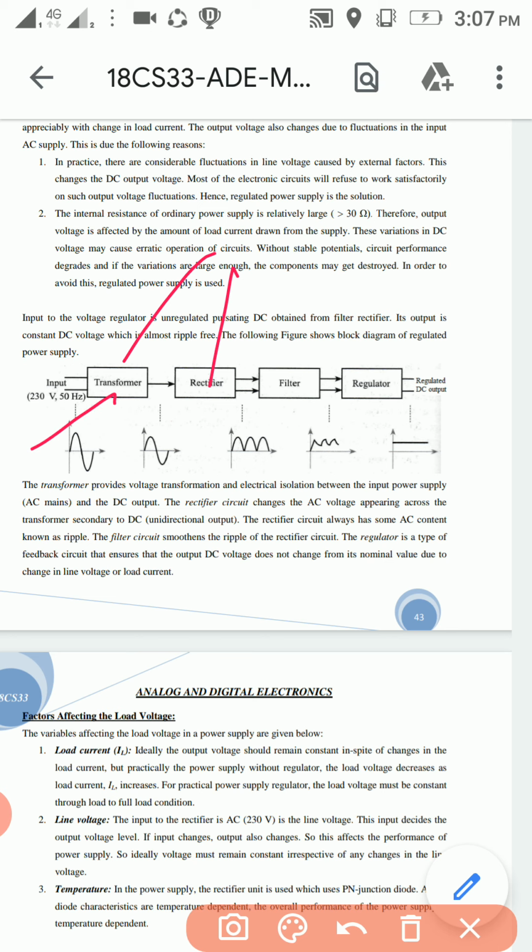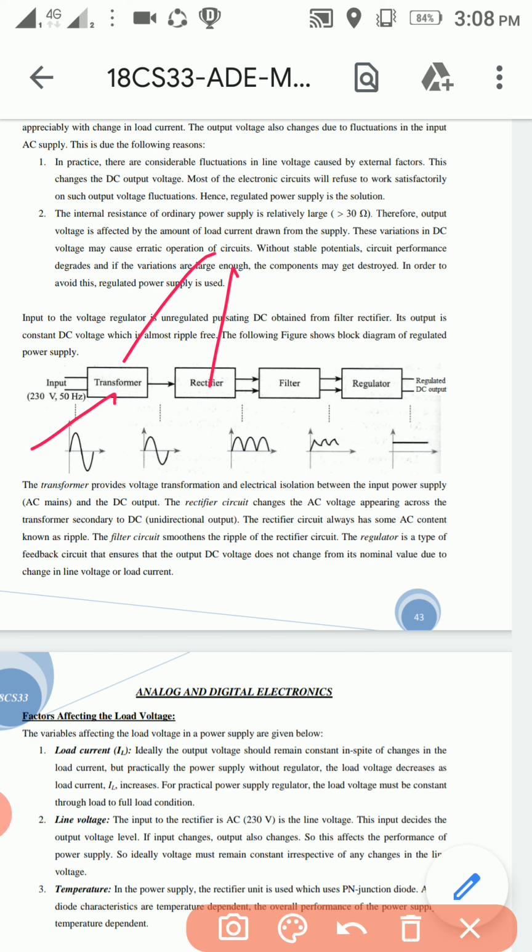And the regulator is a type of feedback circuit that ensures that the output DC voltage does not change from its nominal value due to the change in the line voltage. If you are using a regulator, then any change in the line voltage will not be allowed to change the DC output voltage. That is the main thing. If you are not using a regulator, the DC output will vary with the line voltage. For that reason, we use regulators. I hope you are clear about regulators.